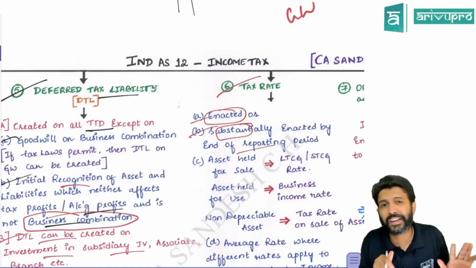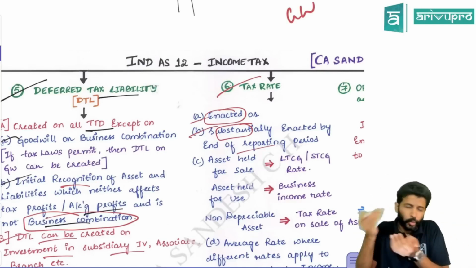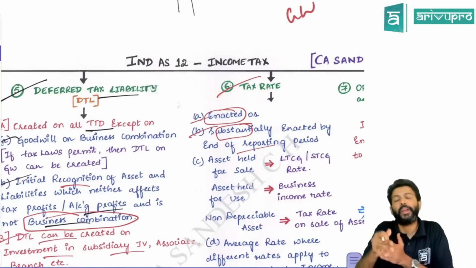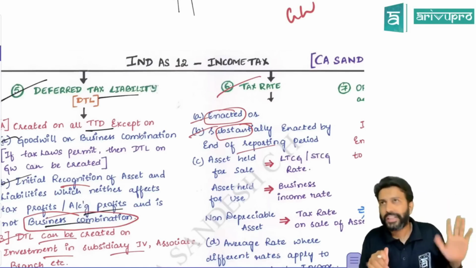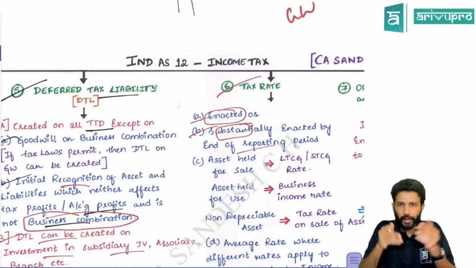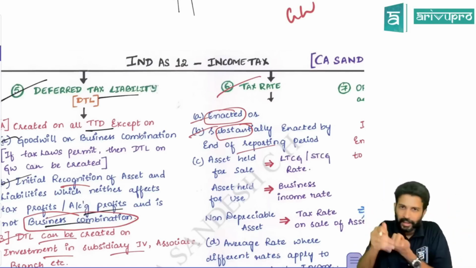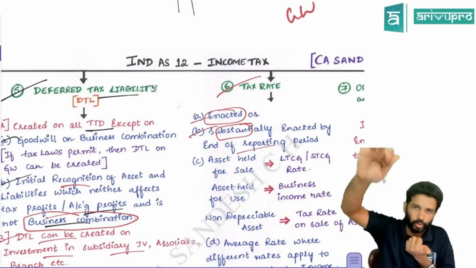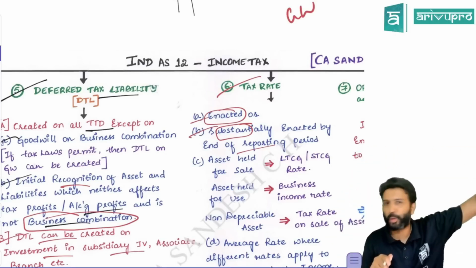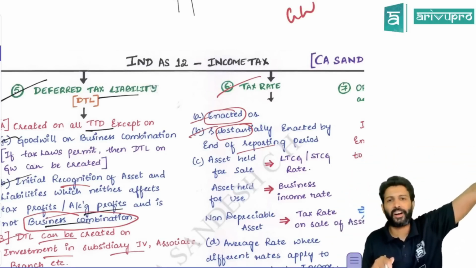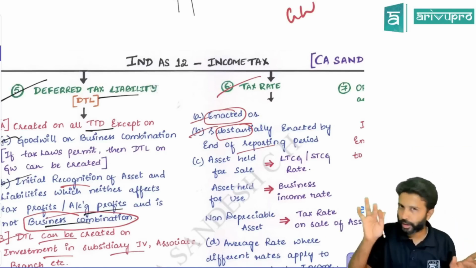What is substantially enacted? They've not defined it. We have to do an assessment on a case-by-case basis. Meaning, let's say in India, normally we know, right? For any such decision, first the matter will be put up in Lok Sabha, then it will go through Rajya Sabha, then finally the President will put his autograph, then it will be published in the official gazette. This is the process.